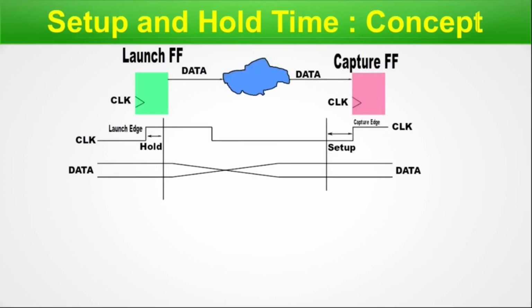As you can see, the graphics contain two flip-flops. These are called the launch flip-flop and the capture flip-flop. I have distinctly colored them. The launch flip-flop is green and the capture one is pink. In between these two, there is a blue colored symbol, which is a cloud. This represents the combinational circuitry through which the data traverses from the launch flip-flop to the capture flip-flop.